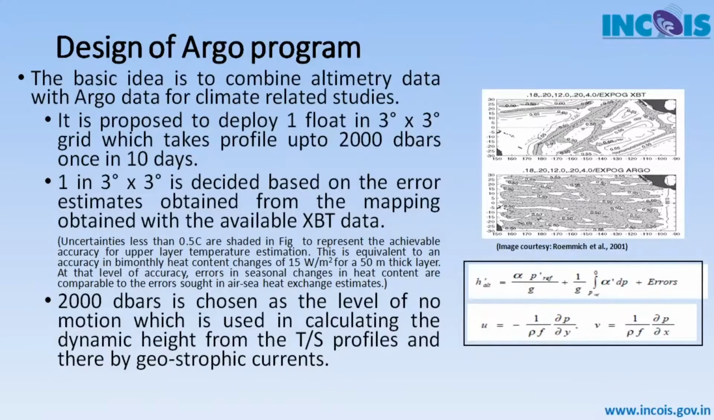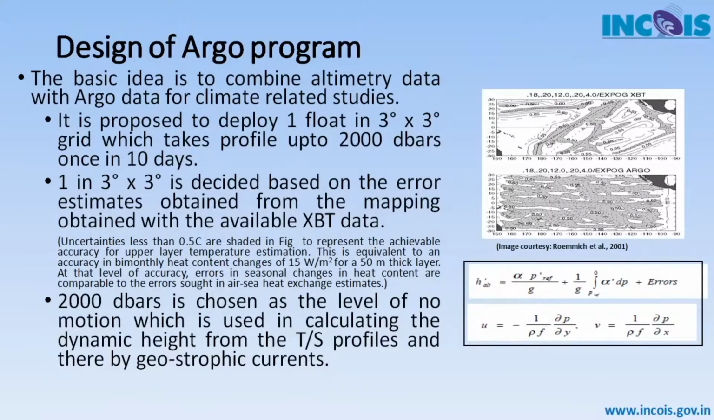It was decided based on the error estimate that was obtained using available XBT data. So right here the picture shows what all the available XBT lines are, and along those lines the error estimates, like for example, if you deploy the floats across this particular region, what is the error, and if you cover the entire region, what is the error, and things like that.